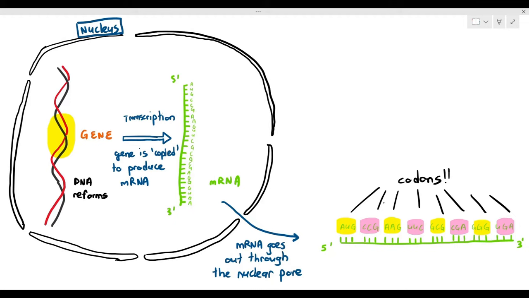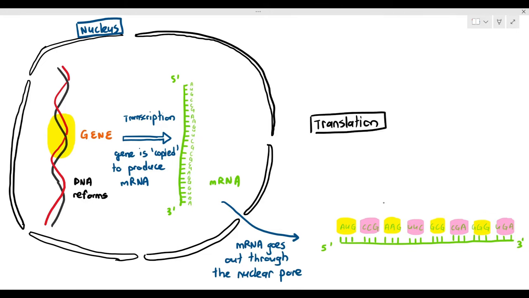What needs to happen next is the process known as translation. What exactly does translation mean? In English, in terms of language, translation basically means taking one language and turning it into another language, for example from English to Malay. In English, if you want to say, how are you? In Malay, we say, apa khabar. It's the same meaning, but in a different language.